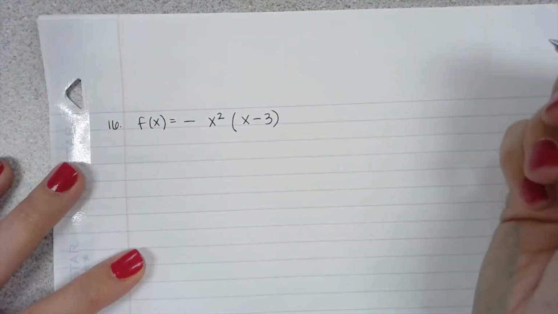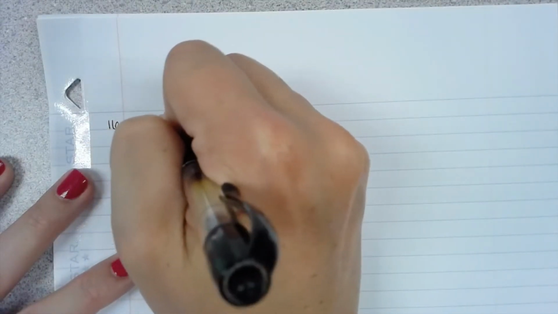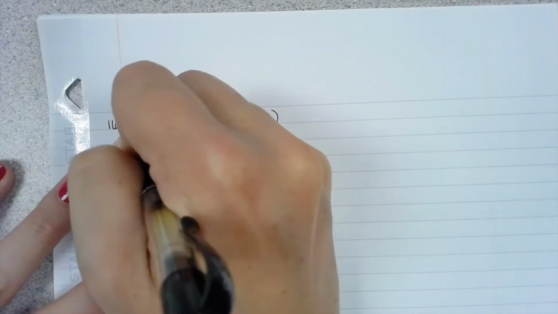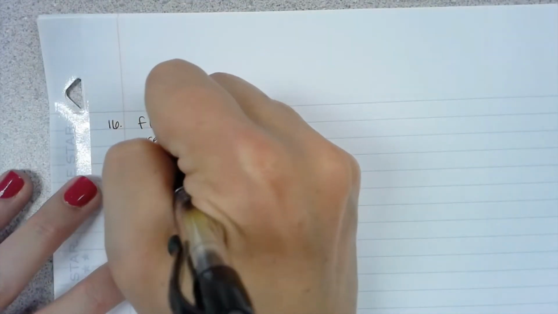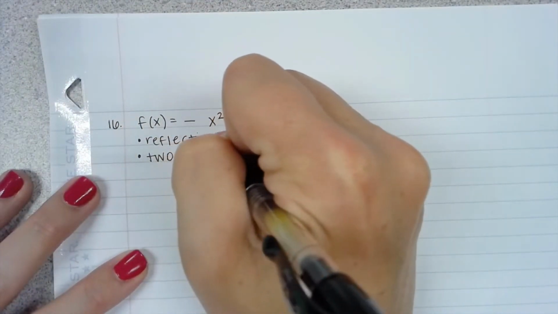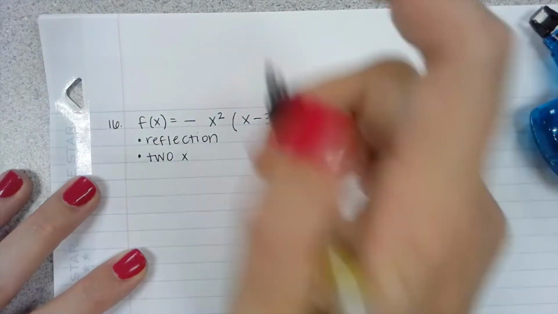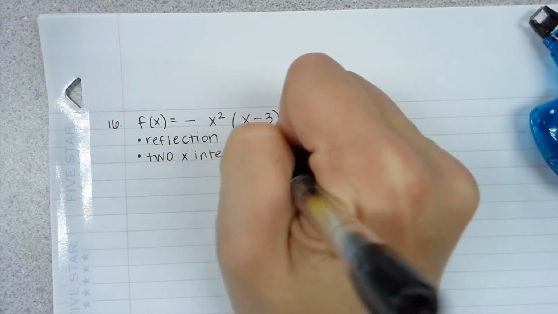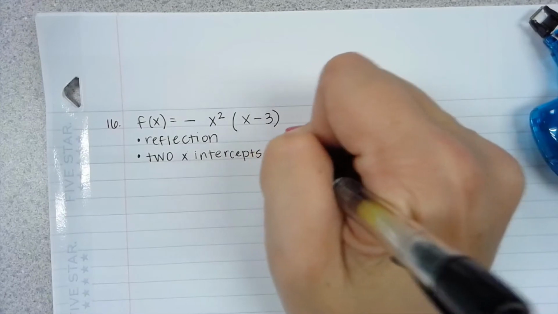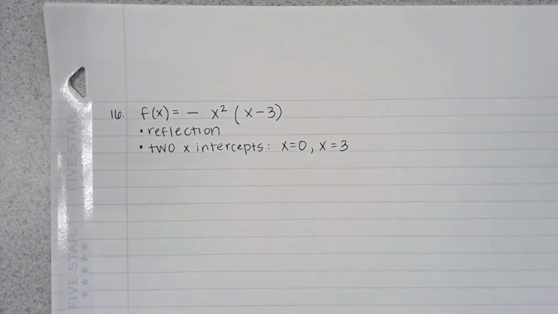In terms of writing down what's happening with this function, because that's helpful too, you can say there's a reflection, so it's backwards. And then you can say that this graph has 2 x-intercepts. And so the 2 x-intercepts that this graph has are at x equals 0 and at x equals positive 3. And so that describes the way that the graph is set up and located.